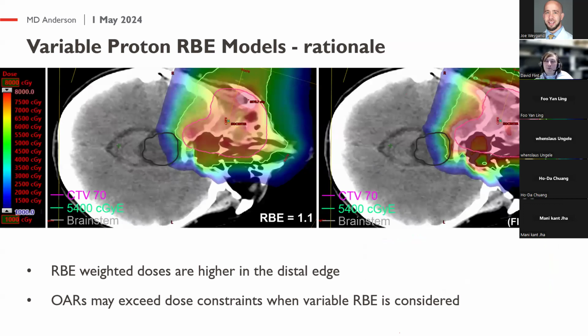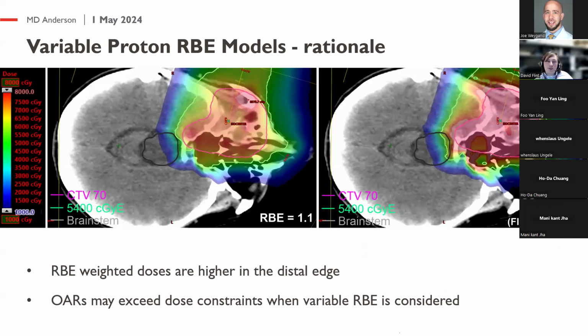So here's an example of a study I worked on where we used variable RBE models to retrospectively assess treatment plans in patients treated with protons. Here on the left, you can see the treatment plan for a head and neck patient under the assumption that RBE is 1.1 everywhere.